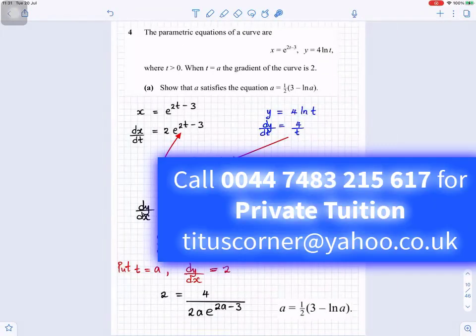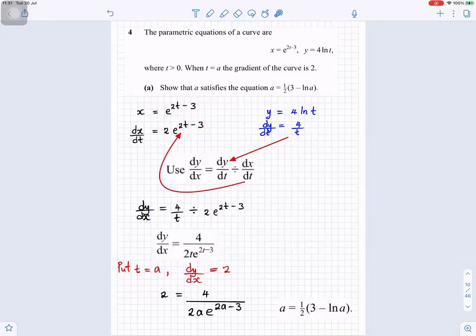Okay, so we want to differentiate x equals e to the 2t minus 3. You differentiate 2t minus 3. Differentiate 2t, you get 2. Differentiate minus 3, you get 0. So it becomes 2 times e to the 2t minus 3.